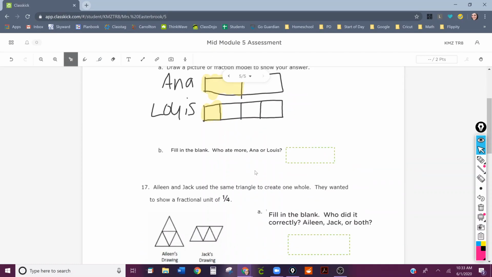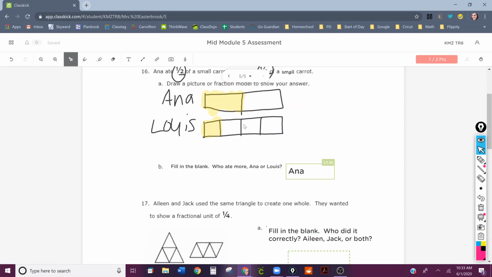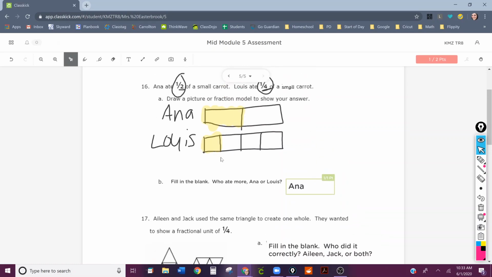Next, we had to fill in the blank with who ate more, Anna or Louis. Well, if you look, Anna has more shaded, so Anna ate more. So drawing that picture really helped you be able to answer B.